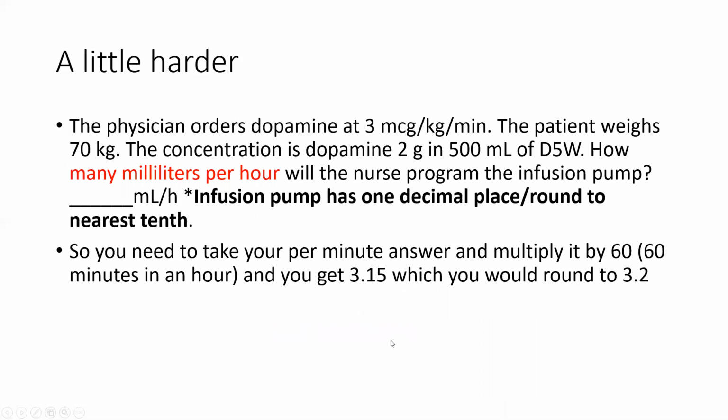But remember, they were asking how many milliliters per hour. So you need to take your per minute answer and multiply it by 60. So 60 minutes in an hour. And when you do that, you get 3.15. And because it's only one decimal place, 5 will round up to 2, and you get 3.2 milliliters per hour. This is not an uncommon calculation to do in a step-down unit or in an ICU.